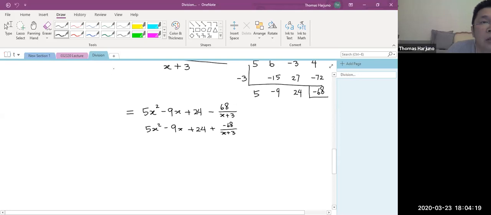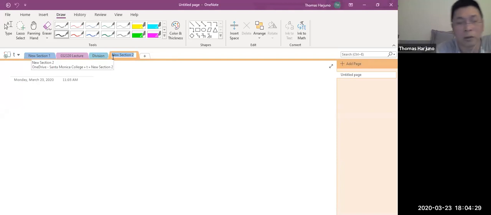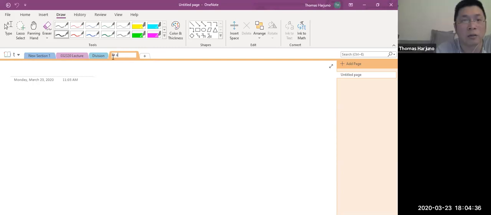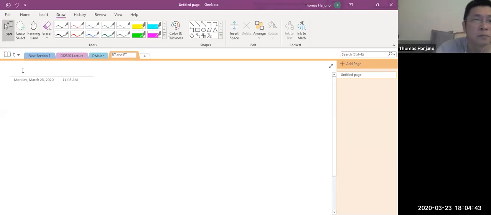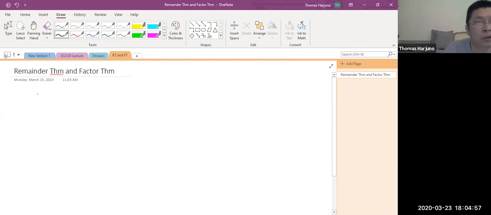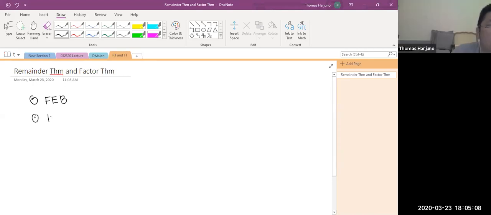The last part of today's lesson is on, what do I want to name it here? Remainder theorem and factor theorem. You will see in this chapter that you need to memorize a lot of theorems. So far we have end behavior and we have the intermediate value theorem.